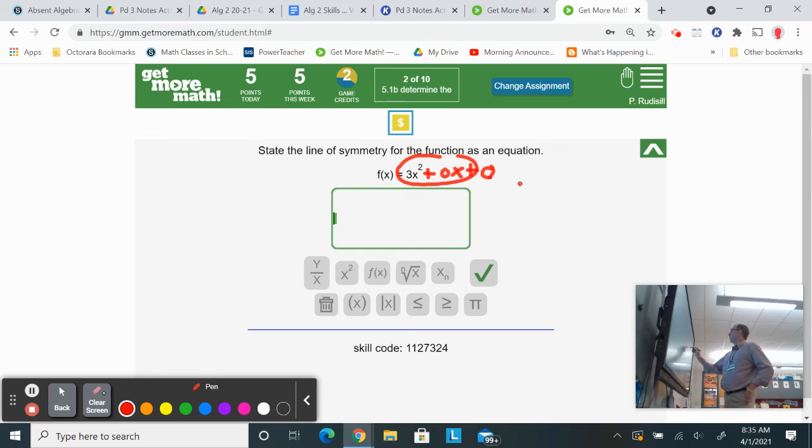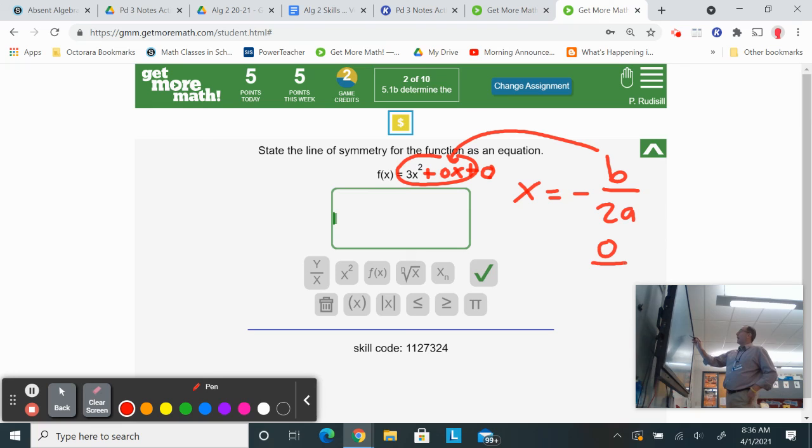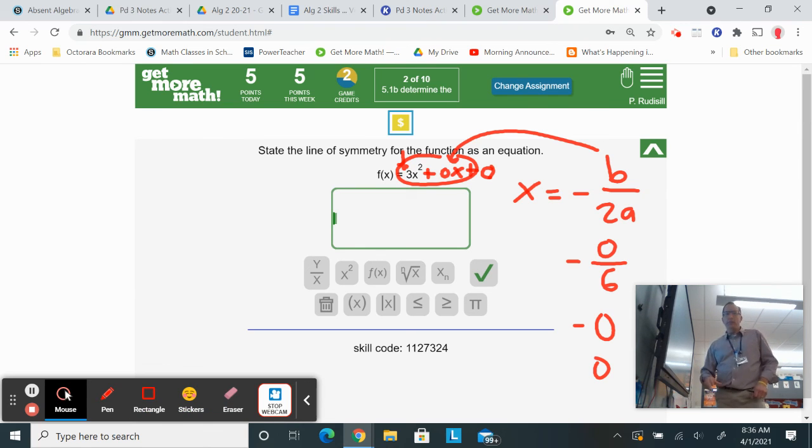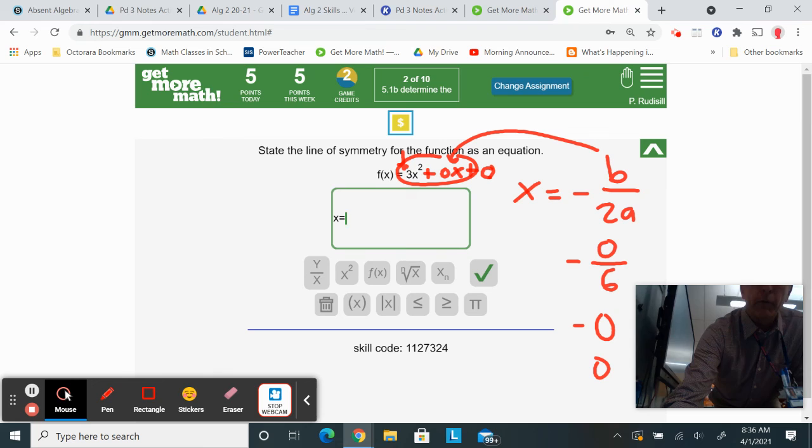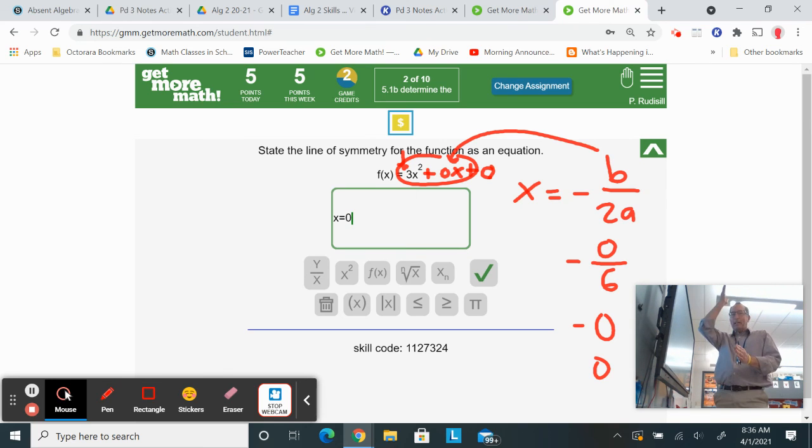So to use the formula, x equals the opposite of b over twice a, the b is this 0 here. The a is the 3. 2 times 3 is 6, but 0 divided by 6 is 0, and the opposite of 0 is 0. So my line of symmetry is x equals 0. And when x equals 0, that's actually the y-axis. So the y-axis is my line of symmetry for this one.